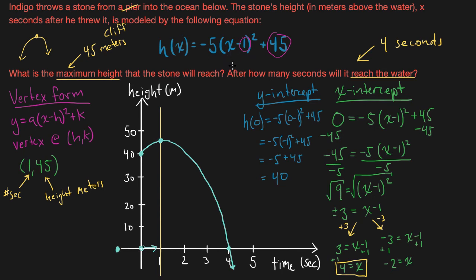Vertex form describes the vertex of the parabola, and so we can pull the vertex out of it very easily. And then once we find the x-intercept and the y-intercept, then we have enough information to graph our parabola. And again, I don't continue the parabola down in this direction here, because negative seconds or the past, this equation is not modeling the past. We're only modeling from the point at which he threw the stone, which was at 0 seconds, and counting forward.